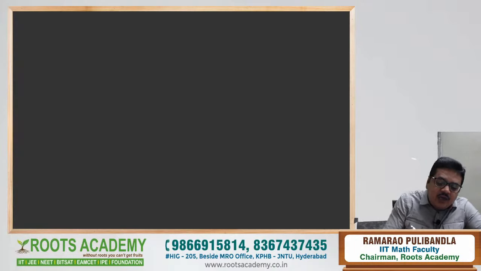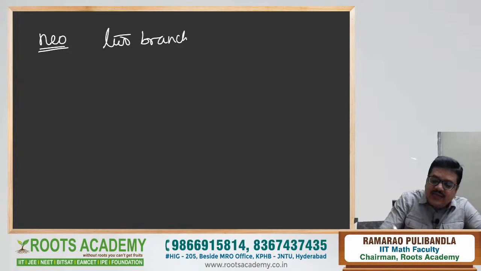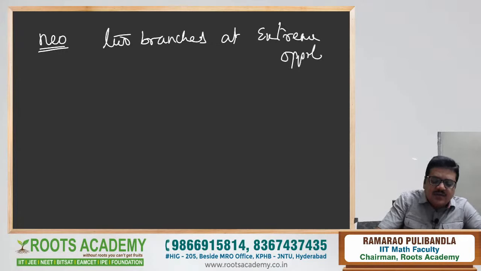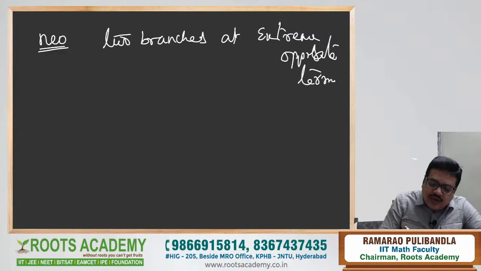Next. What do you mean by neo? Neo means two branches, at the extreme opposite terminal. Now I am saying neo-octanoic acid.